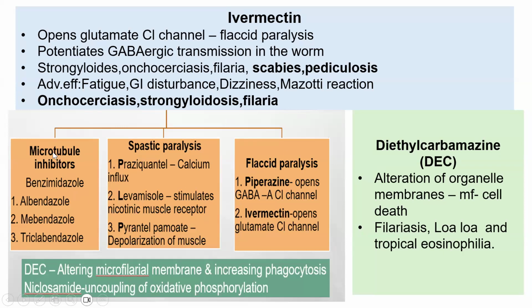See, suppose if they ask you albendazole also, you can write this is a microtubule inhibitor and write the uses. Okay. So coming to ivermectin, mainly it is used for scabies and pediculosis in addition to filariasis, onchocerciasis, and strongyloidosis, and potentiates the GABAergic transmission in the worm and causes flaccid paralysis. Okay, and diethylcarbamazine, mainly it acts by altering the microfilarial membrane and increases the phagocytosis. It is the drug of choice in filariasis, loiasis and tropical eosinophilia.